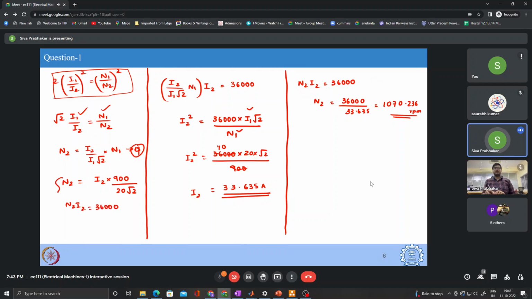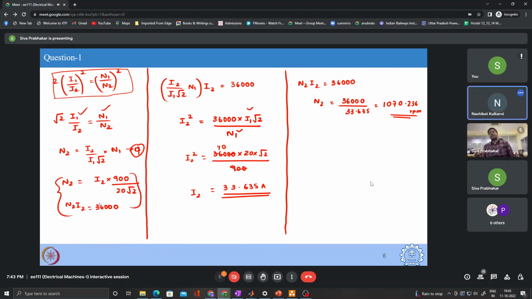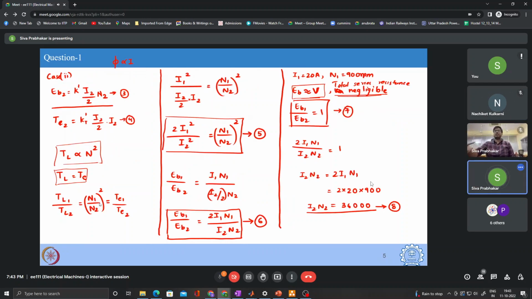So from these two equations, there are two unknowns and two equations. I just substituted N2 from the first equation and then solved for I2. So is there any doubt in this particular question? No, sir. I hope it's clear. So if you are not taking this assumption, then it will be very difficult. If this assumption is taken, it is very clear.